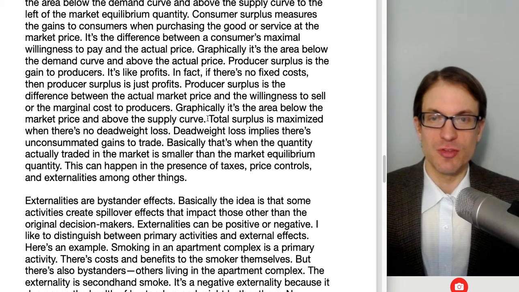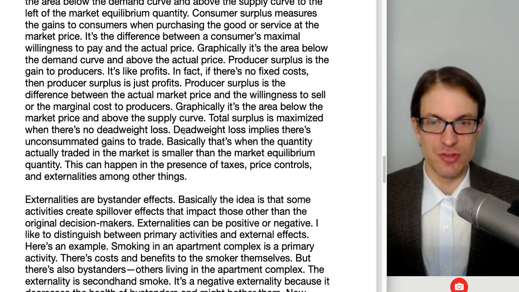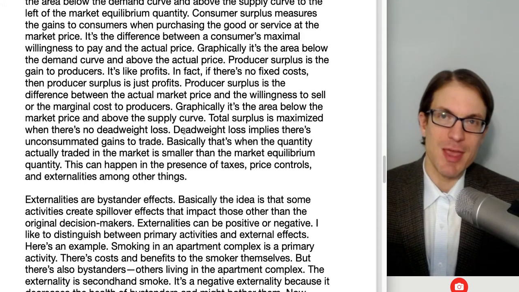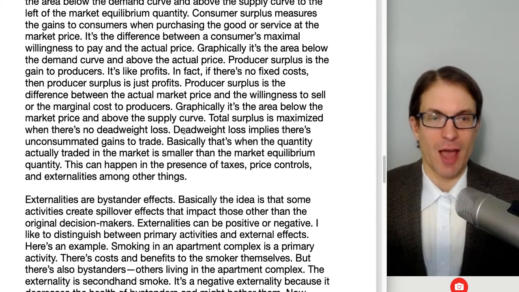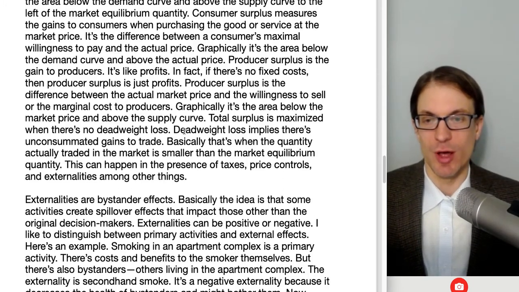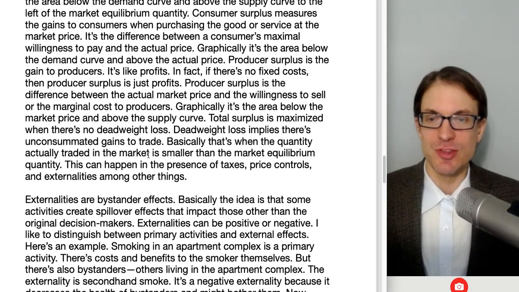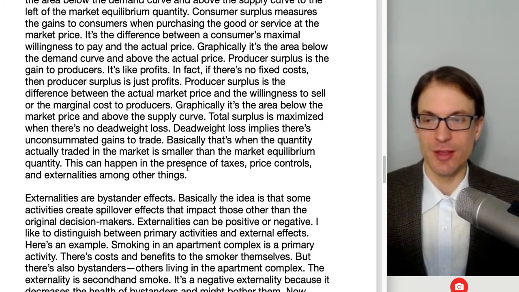Total surplus is maximized when there's no deadweight loss. Deadweight loss is just inefficiency. It implies that there are unconsummated gains from trade. Deadweight loss occurs when the quantity actually traded in the market is smaller than whatever would have been the equilibrium quantity. And that basically happens in the presence of taxes, price controls, externalities, among other things.